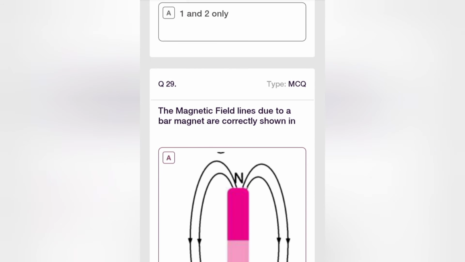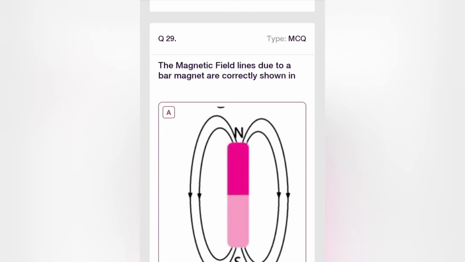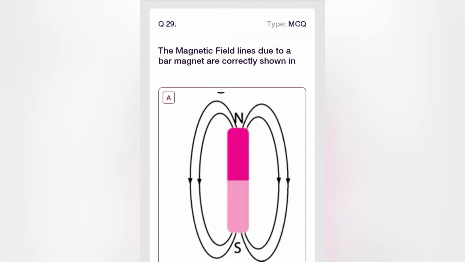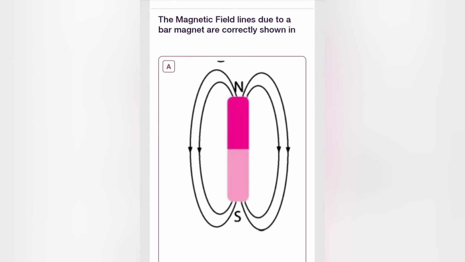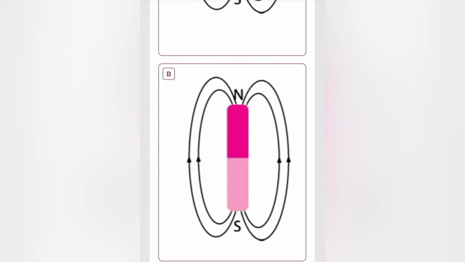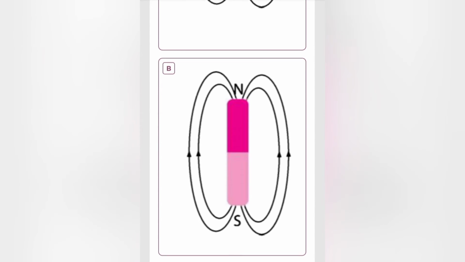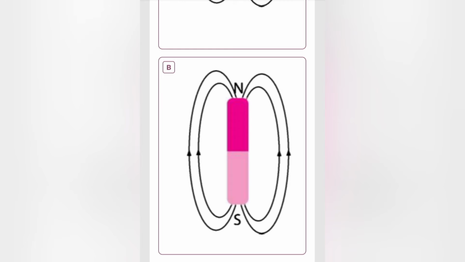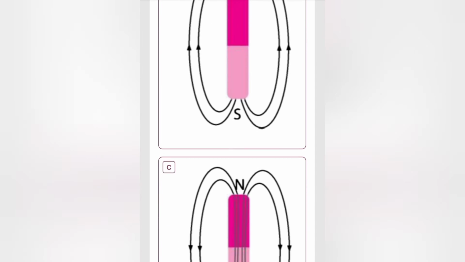Magnetic field lines due to a bar magnet are correctly shown. See, these are the magnetic field lines. You can see that from the north, the magnetic field lines are emerging and ending at south. This is right. A is right. B, it's from south to north. No, outside the bar magnet it should be from north to south, so B option is wrong.